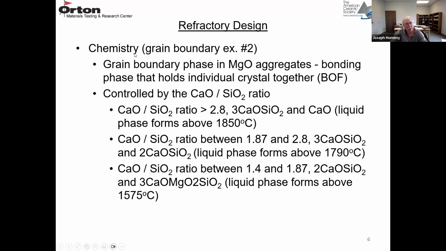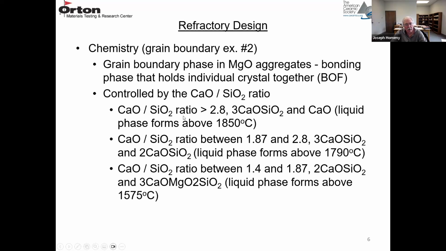The second example of chemistry is engineering the grain boundaries. So this is the second example I have, and we talked about the grain boundary phases and MgO aggregates. So the grain boundary phases basically are the bonds that hold the individual crystals in a polycrystal material together. And we looked at the MgO aggregates, the lime to silica ratio, and that application is for a basic oxygen furnace, or one of the main applications anyway. And we looked at the lime to silica ratio.